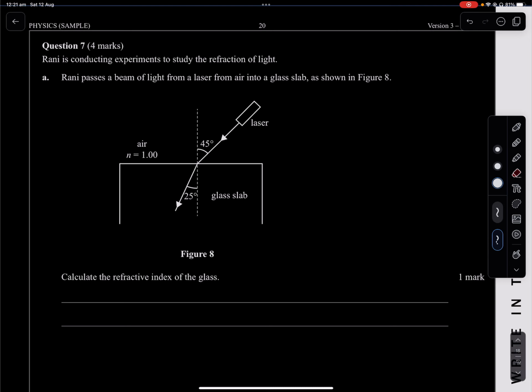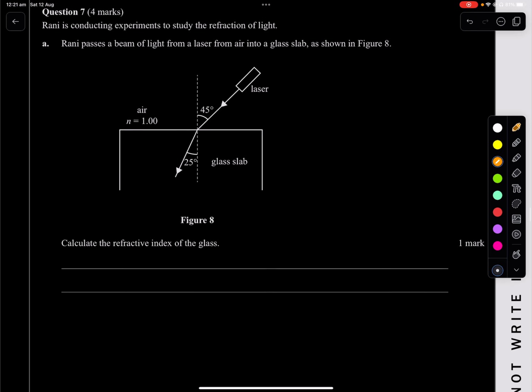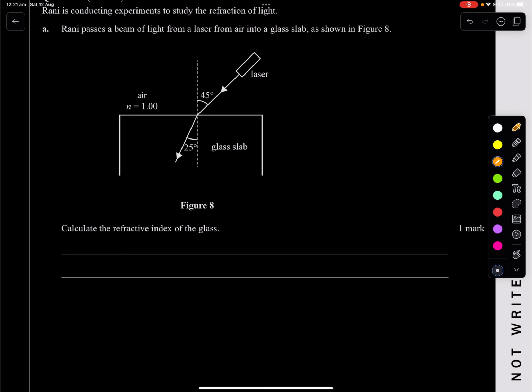Ronnie is conducting an experiment to study the refraction of light. Ronnie passes a beam of light from a laser, from air into a glass slab, as shown. Calculate the refractive index of the glass.